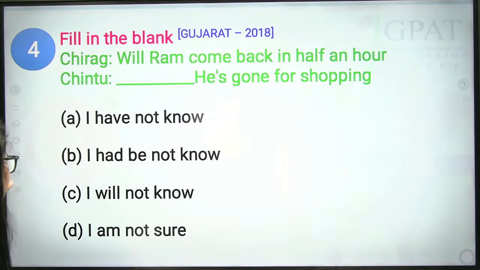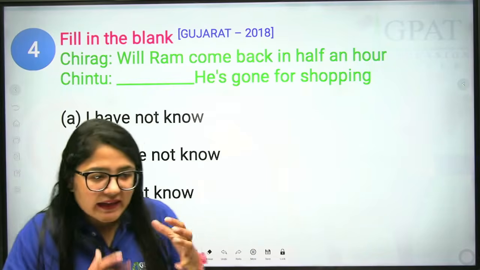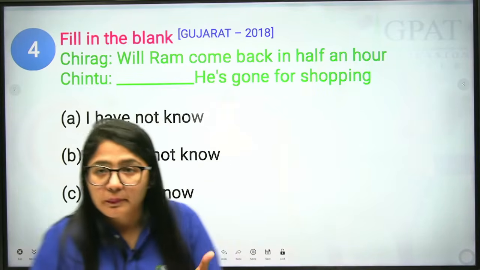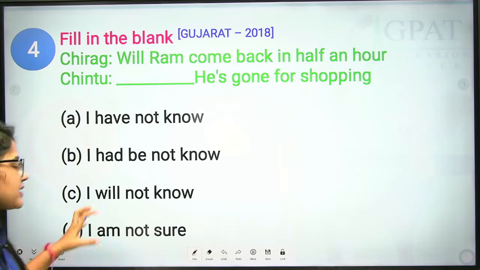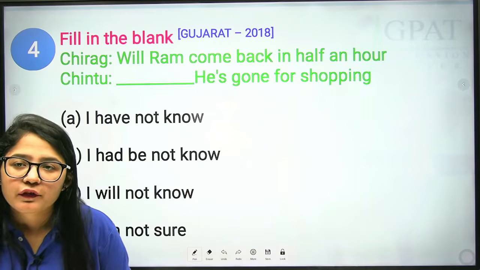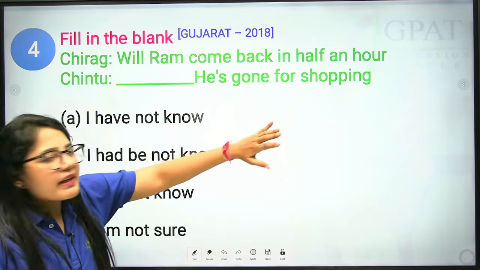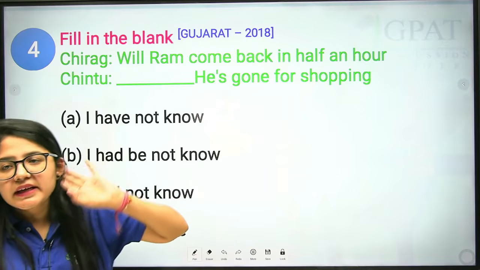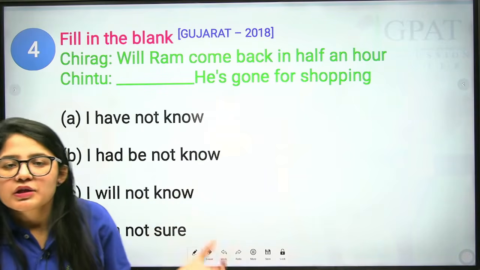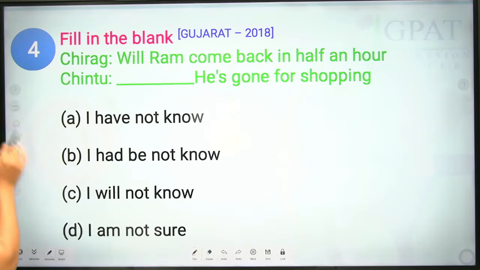See, this question is about possibility or uncertainty. That means something which can happen, but it is not fixed that at this particular time he will come. So the only grammatically correct sentence is "I am not sure", because this shows the uncertainty, or we can say the unclarity, of your sentence. So: Will Ram come back in half an hour? Chintu says, I am not sure, he has gone for shopping. So he is not sure at which time he will come. So this will be the correct answer. Clear? Okay.